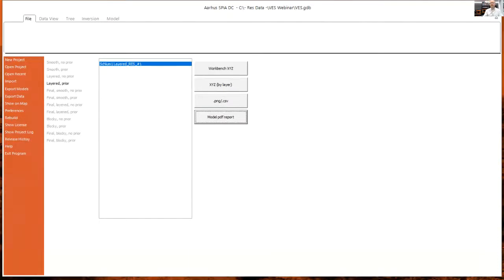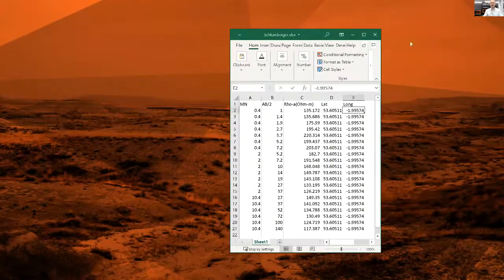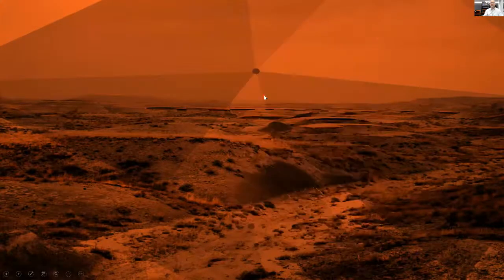So there we go. That's a really quick run through of how we would do a measurement and how we would process it. And maybe we'll do a longer webinar on actual processing at a later date.